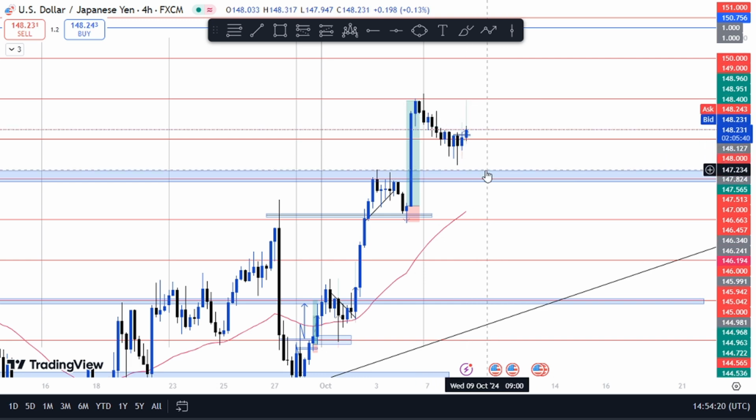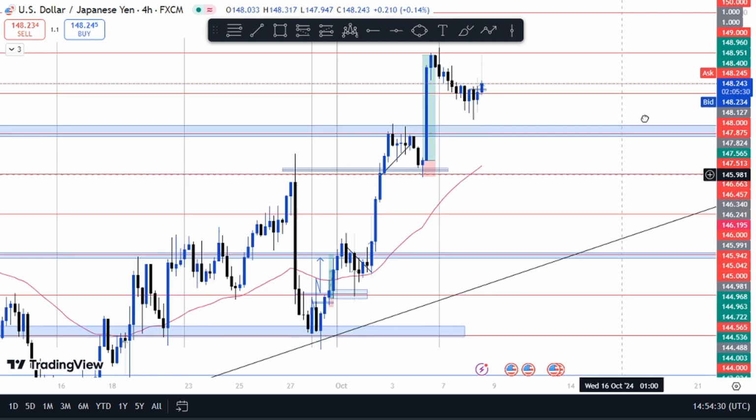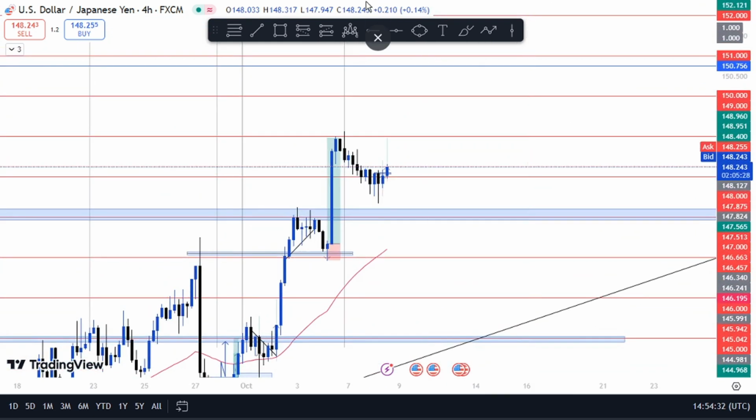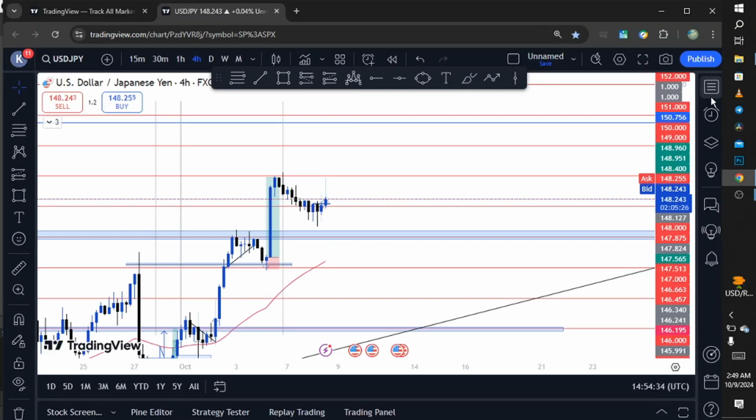But my overall expectation is to come to this zone, right? Test this zone at this psychological level for a buy, to this blue line here before coming to test our trend line. All right, so that is it on USDJPY as well.